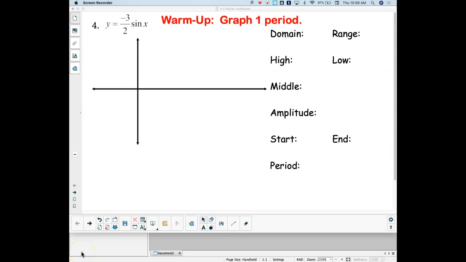So we're back, we're rested, and now we got warm-ups. We got to go back, pick up where we left off. It's all good.